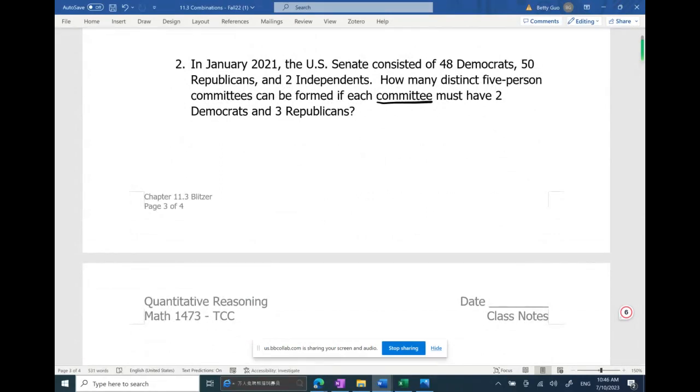How many people in the committee? 5 people. 2 of them have to be Democrats, and 3 of them have to be Republicans, right? Do not forget the fundamental counting principle. Let's see this task as 2 parts or 2 steps. Part 1 is to get 2 Democrats.